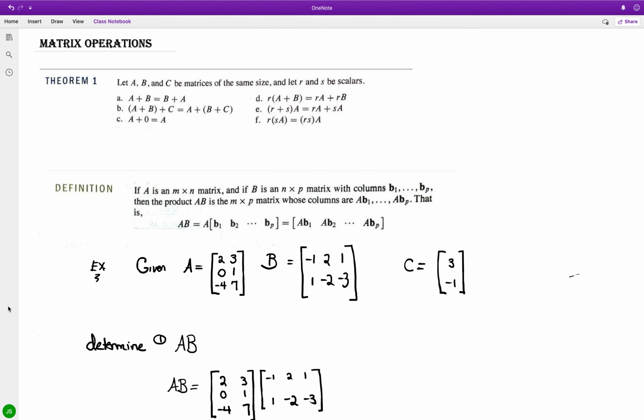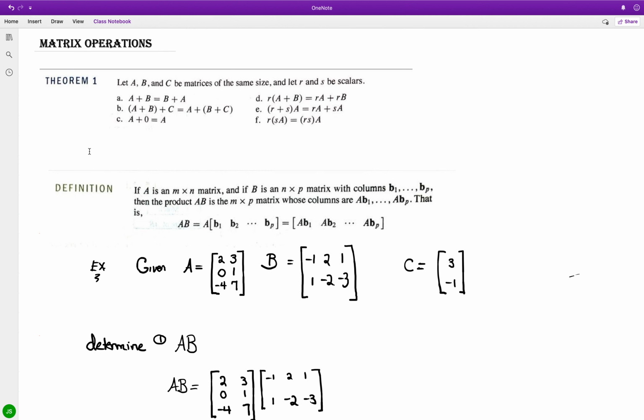Okay, for what we have in the crossover to Chapter 2, we have matrix operations, and we'll be looking at various operations among matrices. We have what the author has for the first theorem in the second chapter.